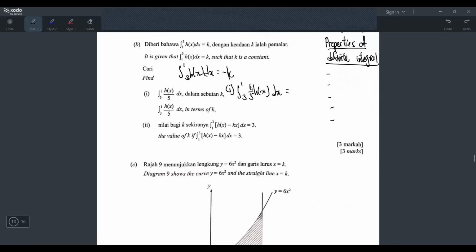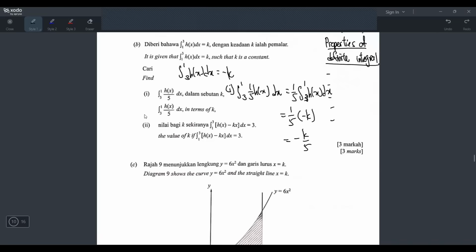And then the 1 over 5, you can actually put in front like this. And then times with integrate from 1 to 3 of h(x) dx, right? Okay, and what is integrate from 1 to 3 of h(x) dx? It is negative k. So times with negative k. So the answer is negative k over 5. Okay, so that's the answer.